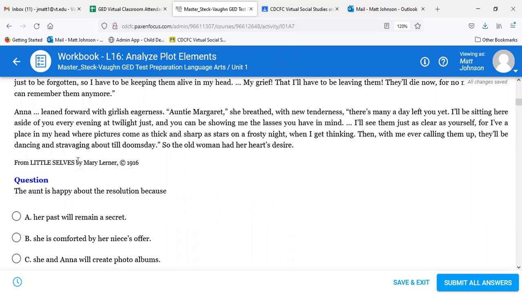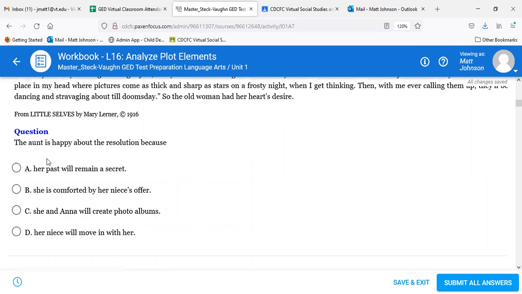Etta, would you like to read number 2 for us? Oh, maybe not. Let's go with Grace. Okay. The aunt is happy about the resolution because A, her past will remain a secret. B, she is comforted by her niece's offer. C, she and Anna will create photo albums. And D, her niece will move in with her.